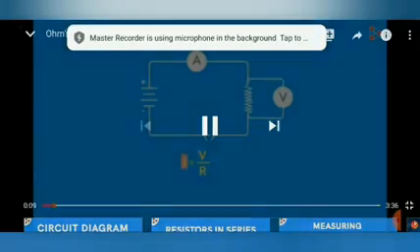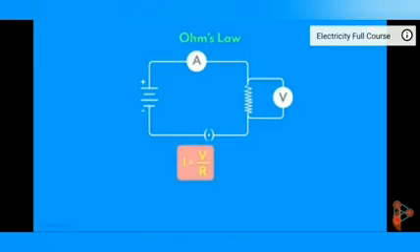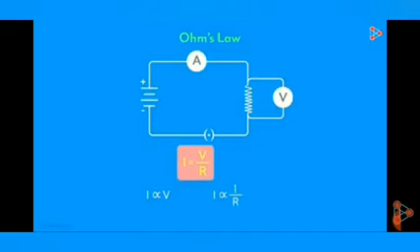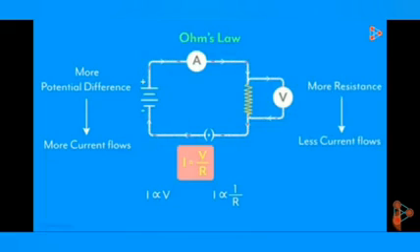Yes, children, here is the activity related to Ohm's law. Ohm's law, in simple words, tells us about the relationship between potential difference and current. Current is equal to voltage by resistance, I is equal to V by R. I is directly proportional to V and inversely proportional to R. If more potential difference, more current will flow. More resistance, less current will flow.